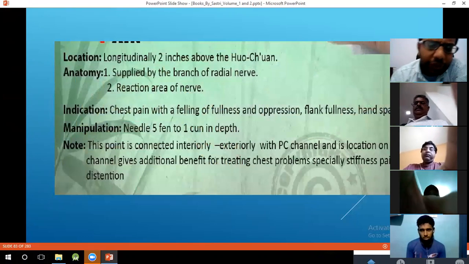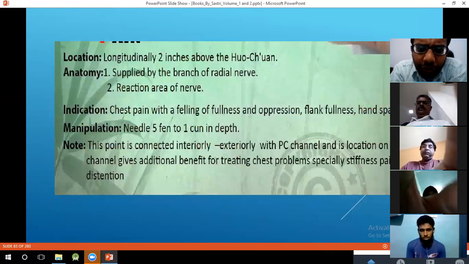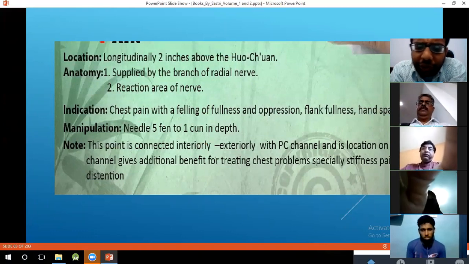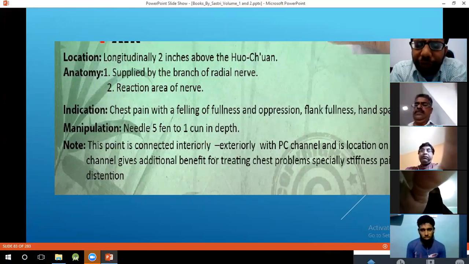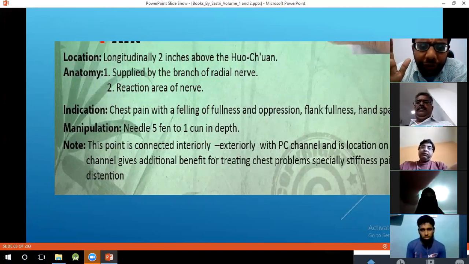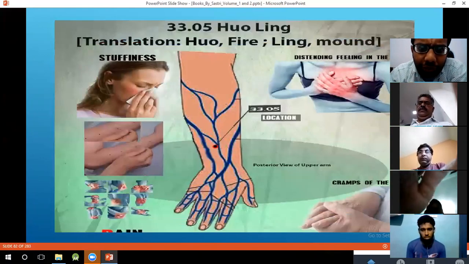The reaction area is the radial nerve, and also the reaction area is pericardium and heart. So, according to me, this is very good for chest pain. And whenever you see there is chest fullness, a lot of gastritis, the patient is having a heavy chest feeling, this combination is very good, and here it is the combination. You can see.